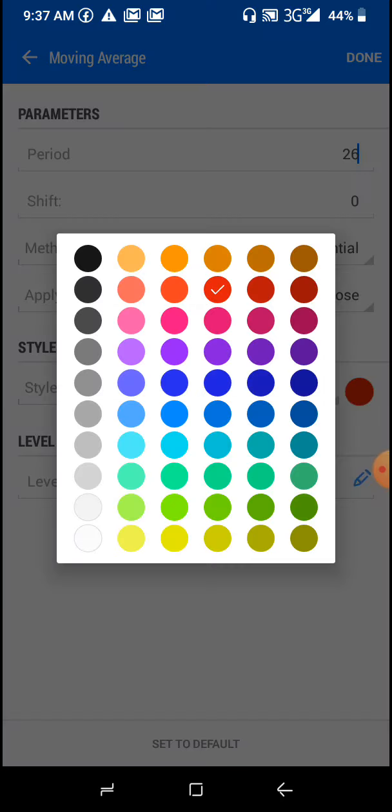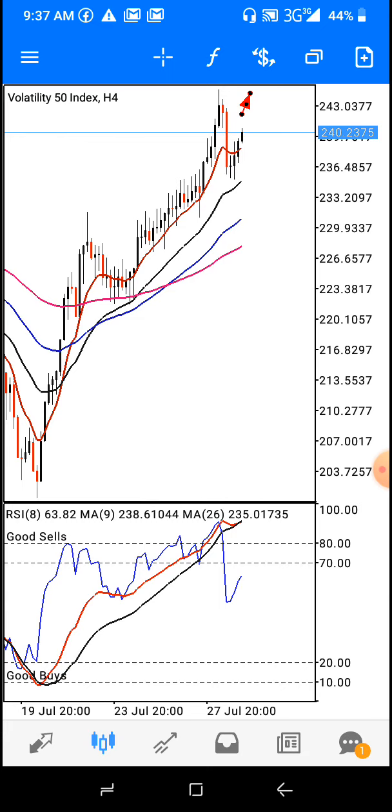Okay, color, I just go for black. Okay, that's that. And it's set.